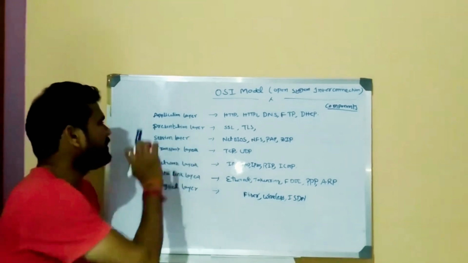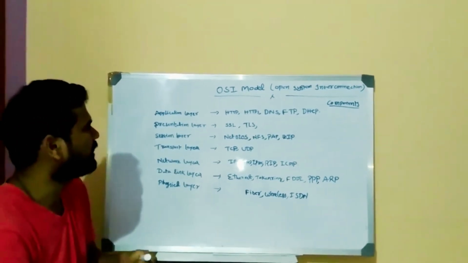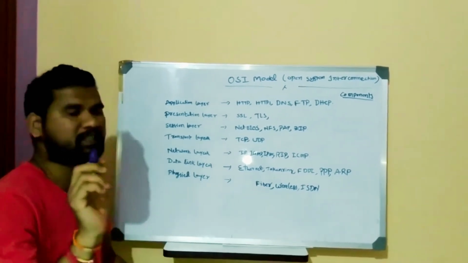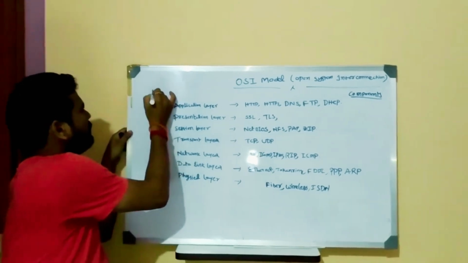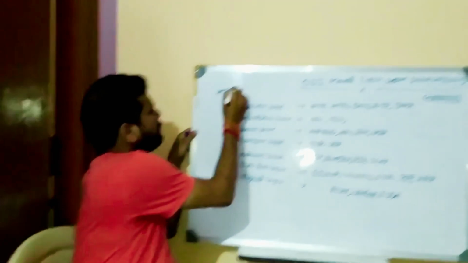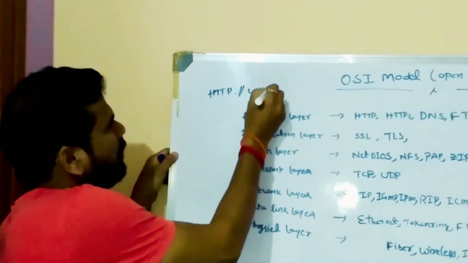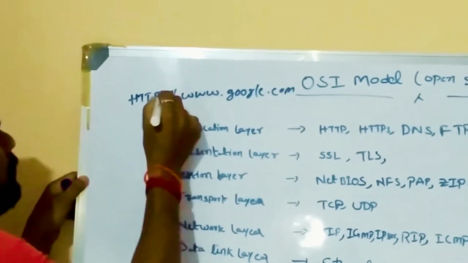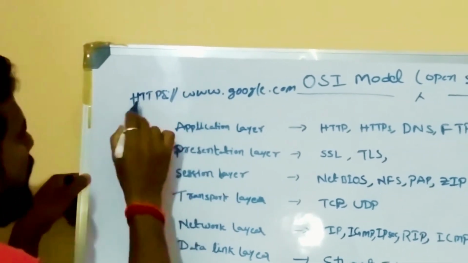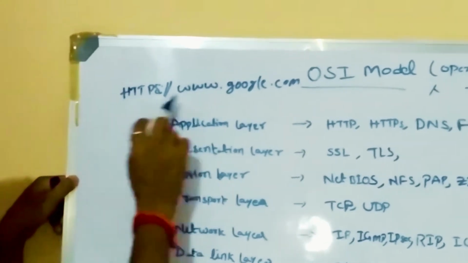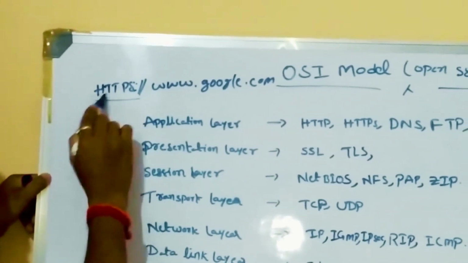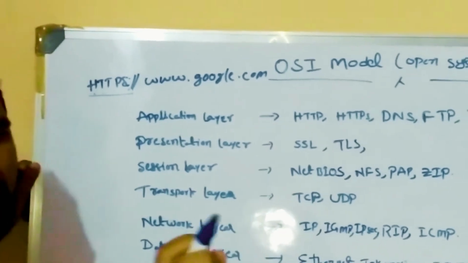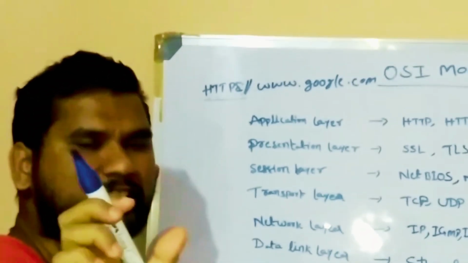Starting with the presentation layer. Whenever we use HTTP, for example, I give http://www.google.com. So whenever searching Google, they will add HTTPS. That is one of the protocols. By using that protocol, data will be searched.